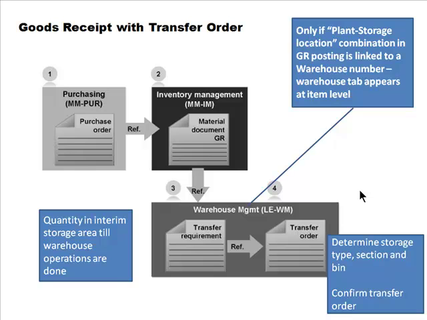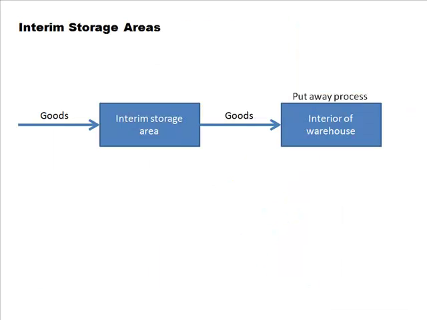Also, the quantity of items in interim storage areas is shown as being in an interim storage area till it is actually moved into the warehouse. So this is the broad process: goods are first received, put into an interim storage area, and then put into the actual warehouse by a put-away process.